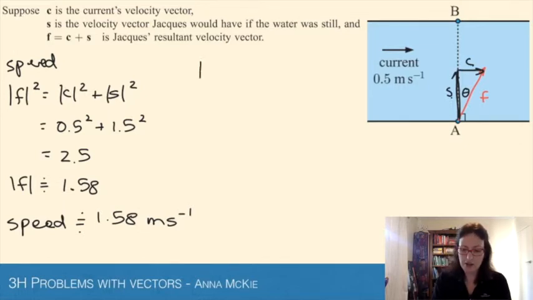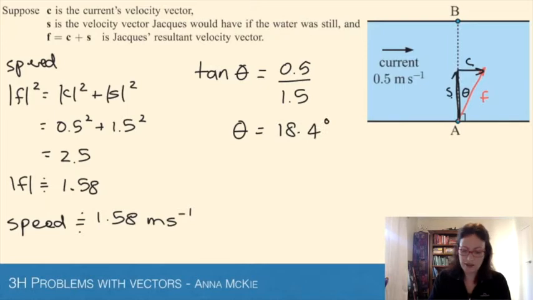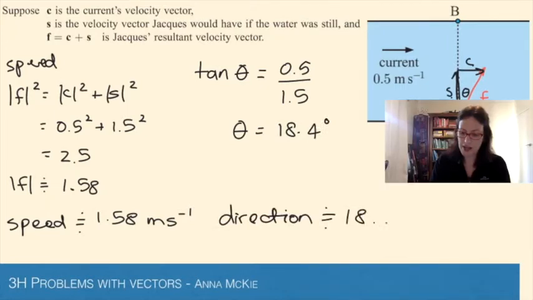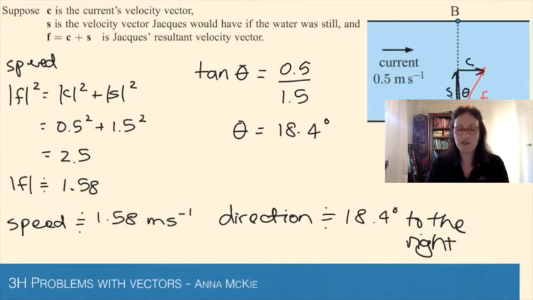So I'm now going to use that in tan. The opposite is 0.5 over the adjacent side, which is 1.5, using inverse tan to get 18.4 degrees. So therefore our direction is approximately 18.4 degrees to the right. So that's the impact of the current if Jacques doesn't take it into account.